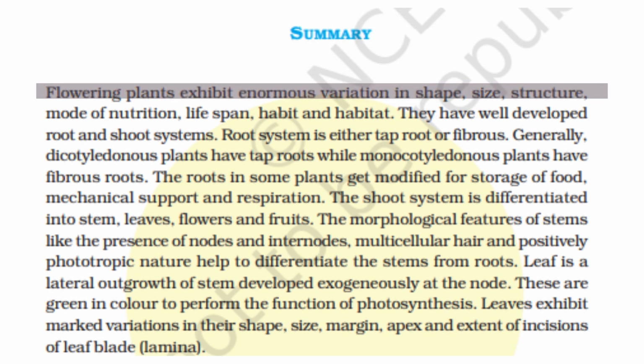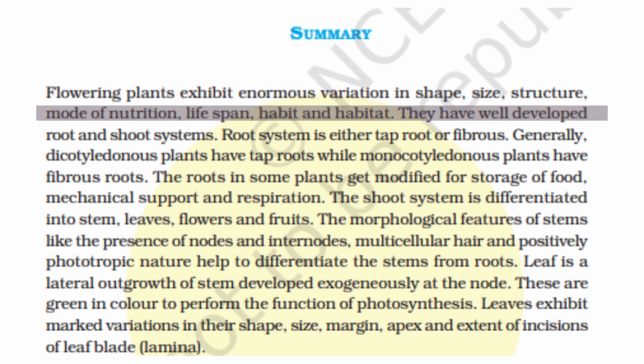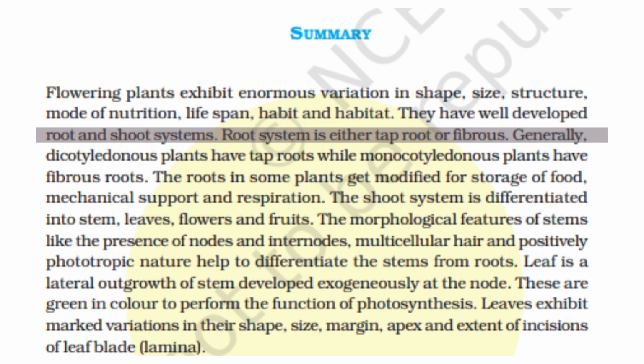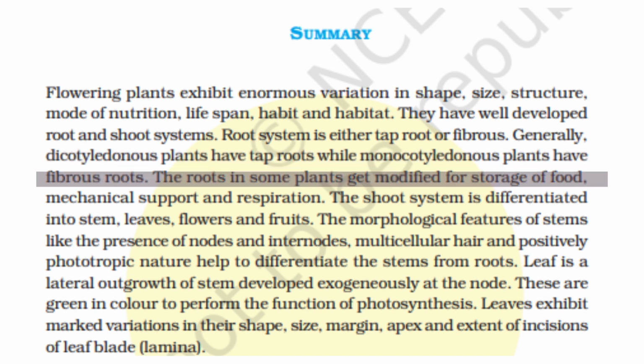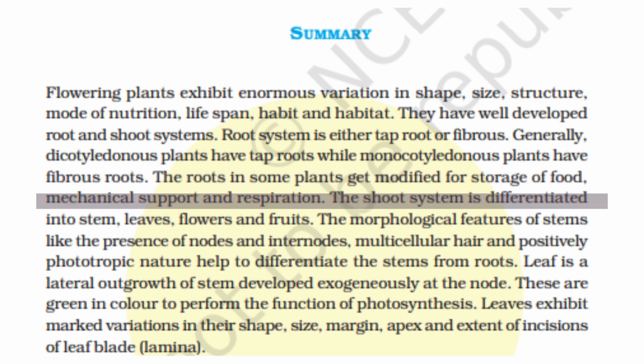Summary. Flowering plants exhibit enormous variation in shape, size, structure, mode of nutrition, lifespan, habit, and habitat. They have well developed root and shoot systems. Root system is either taproot or fibrous. Generally, dicotyledonous plants have taproots, while monocotyledonous plants have fibrous roots. The roots in some plants get modified for storage of food, mechanical support, and respiration.